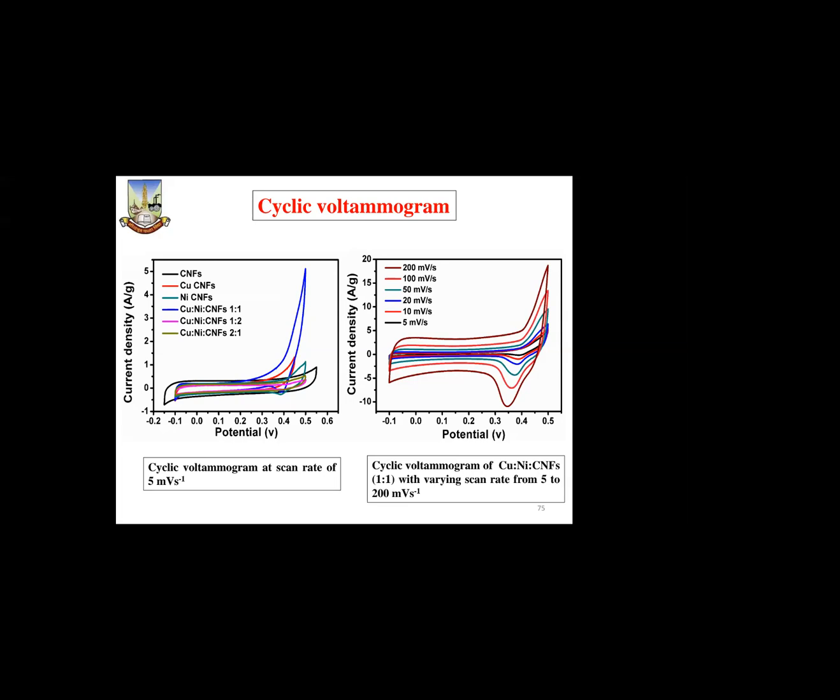We have done the Nyquist plot also. In the Nyquist plot, again 1:1 is showing a very good range of stability towards the galvanostatic charge discharge case. So, conclusion: the electrospinning technique was used to fabricate PAN-based nanofiber. We have optimized the different electrospinning parameters, like the electrical field, the distance between the needle and the collector plate, and the polymer concentration.